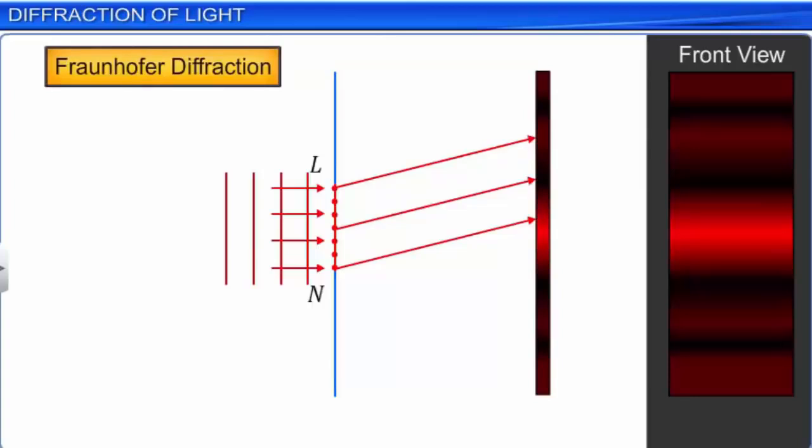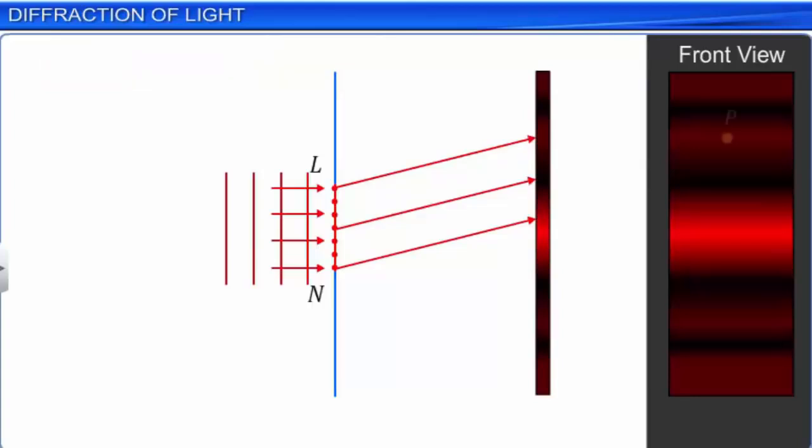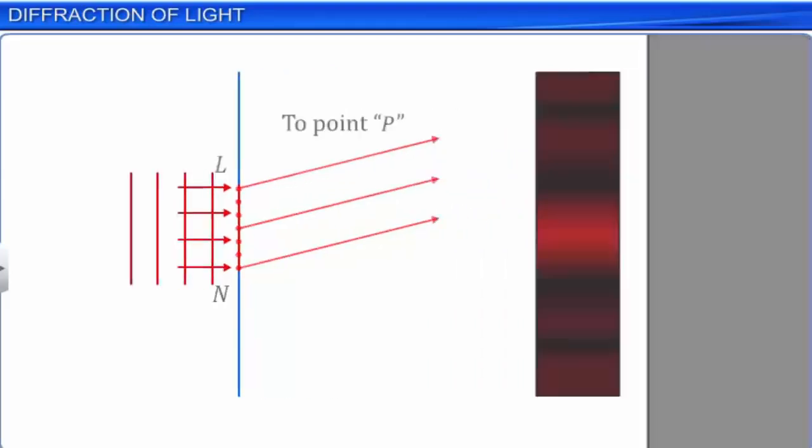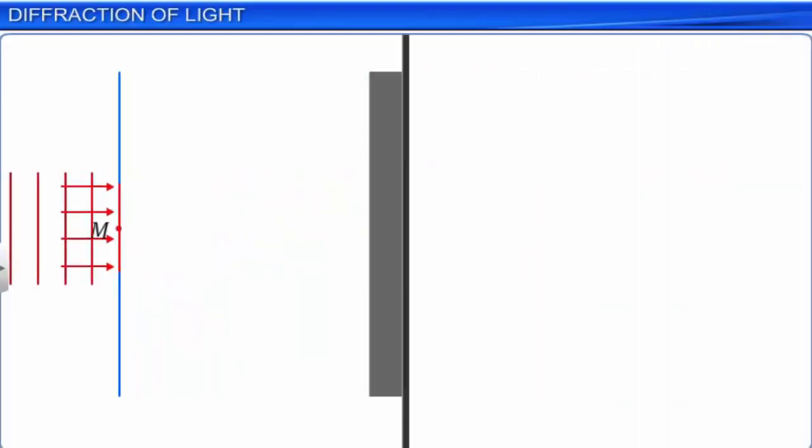Consider an arbitrary point P on the screen. Let us examine the conditions for point P to be a diffraction maxima or a diffraction minima. Let M be the midpoint of the slit and a straight line passing through M be perpendicular to the plane of the slit, which meets the screen at C. Let the line joining the points M and P make an angle theta with the normal MC.